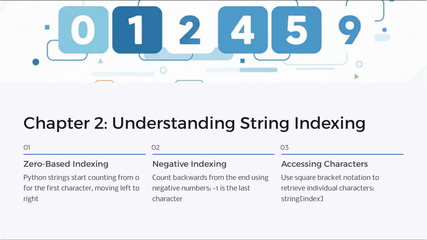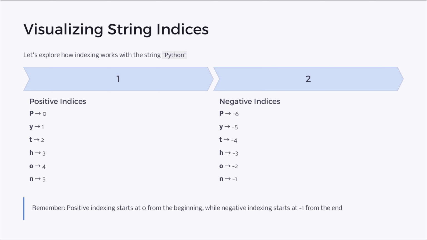Python strings use zero-based indexing, starting from 0 for the first character. Negative indexing allows counting backwards, with -1 as the last character. Access characters using square brackets, string[index]. In the string "Python", positive indices start at 0 with P and end at 5 with n. Negative indices begin at -1 with n and go to -6 with P. This dual indexing system allows flexible character access, enhancing string manipulation capabilities.